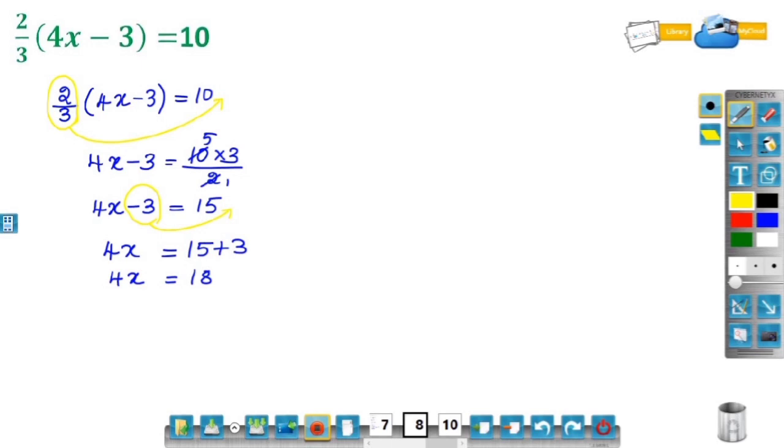Now move 4 to the right hand side. That becomes divided by 4. x is equal to 18 by 4. 4 into x on the left hand side, so it becomes divided by. Simplify now. 2 9s are 18, 2 2s are 4. So x is equal to 9 by 2 is the solution.